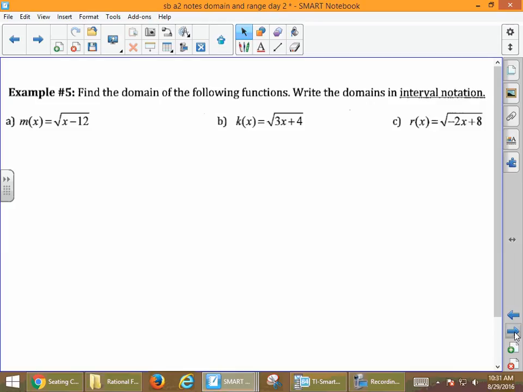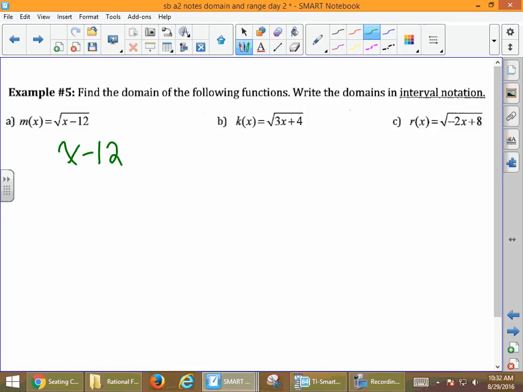Our other type of function, our square root function. Our square root function, remember that we can only take the square roots of positive numbers and of 0. So when we look at part A here, we're going to take our value underneath the radical symbol, the square root symbol, x minus 12, we're going to set it greater than or equal to 0. Well, we add 12 to both sides. And we get x is greater than or equal to 12.